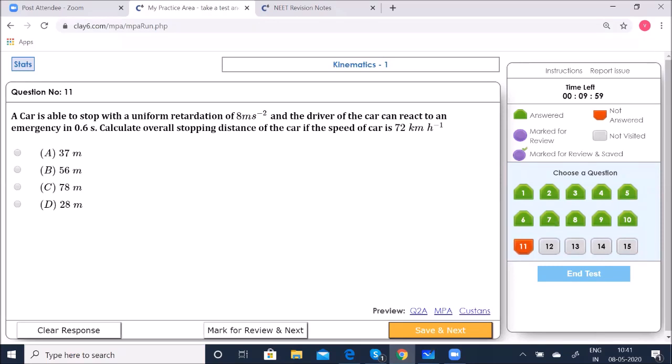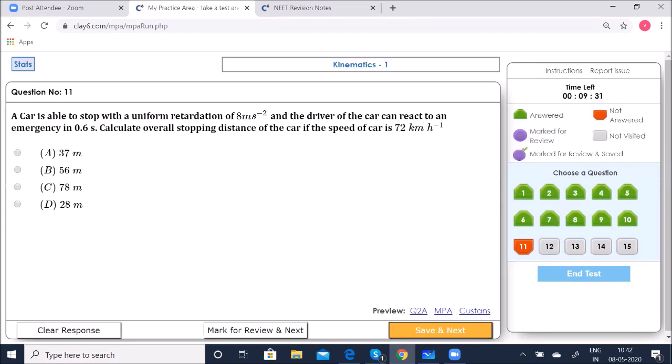A car is able to stop with a uniform retardation of 8 meters per second square, and the driver of the car can react to an emergency in 0.6 seconds. Calculate the overall stopping distance of the car if the speed of the car is 72 kilometers per hour. See, the retardation, the negative acceleration, is given as 8 meters per second square, and the speed is now given as 72 kilometers per hour.